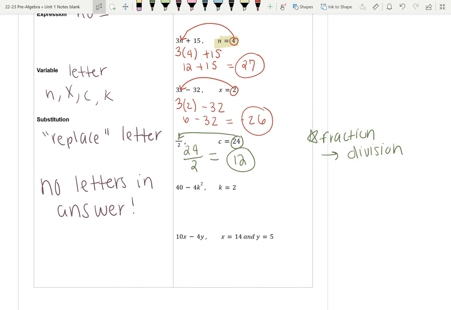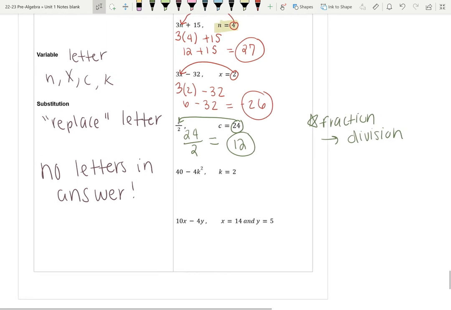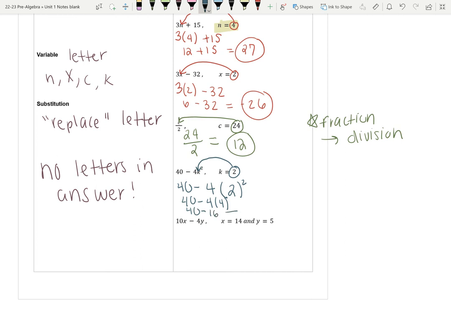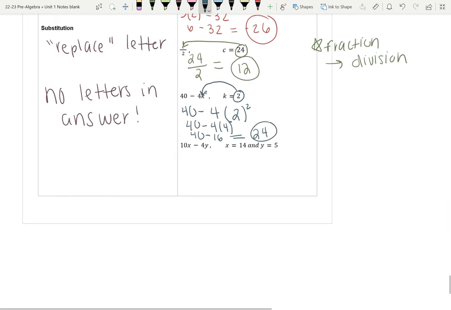Okay, on this next one, we have an exponent. So we're still going to take this 2 and put it in place of the k. And I'll have 40 minus 4, and then in parentheses, I'm going to have 2 squared. So let's deal with that 2 squared first. 2 squared is 2 times 2, so that's 4. So we'll have 40 minus 4 times 4, which is really like 40 minus 16. So that would give me 24 as my answer for that one.